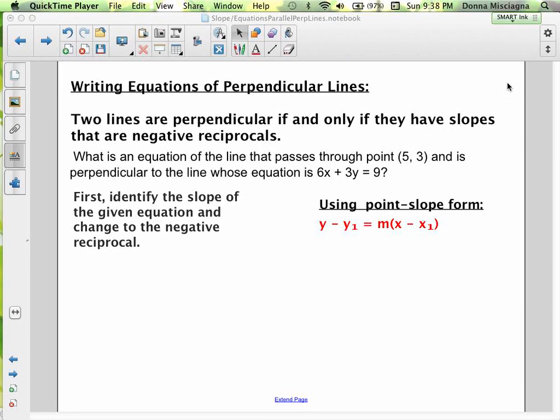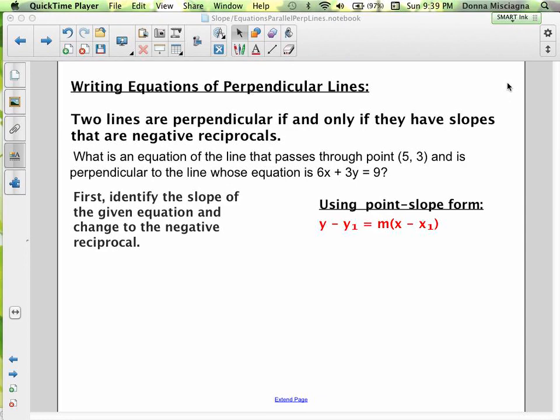Let's write equations of perpendicular lines. As a reminder, two lines are perpendicular if and only if they have slopes that are negative reciprocals. By the way, I forgot to mark which ones were in your notes, so just pay attention and make sure you fill in your notes.